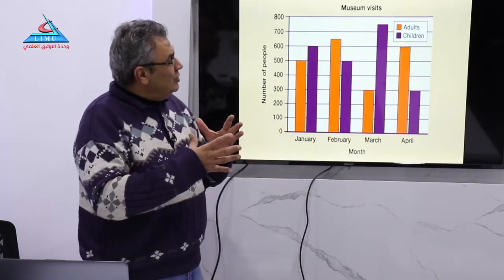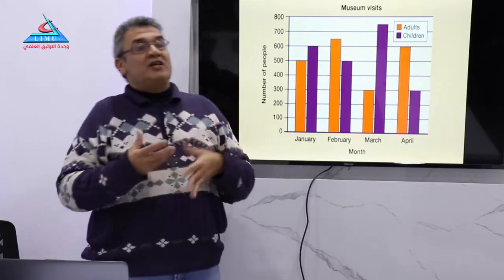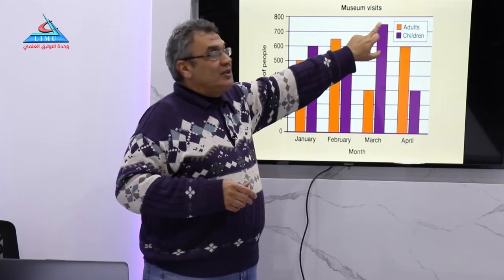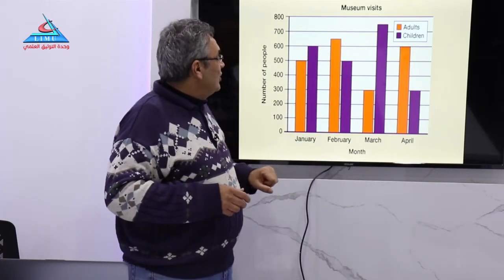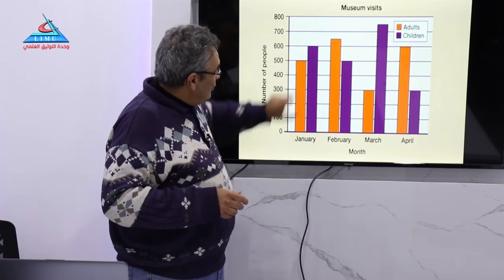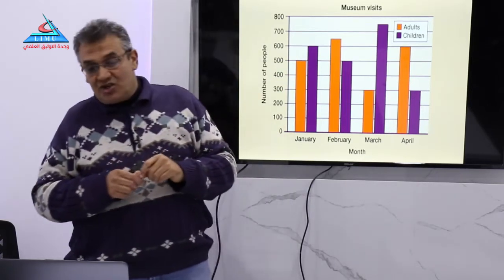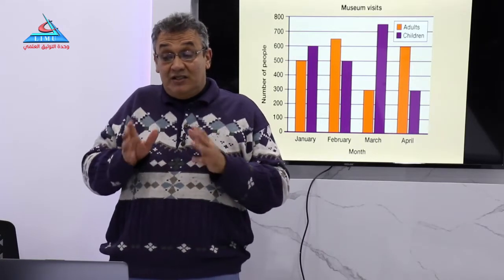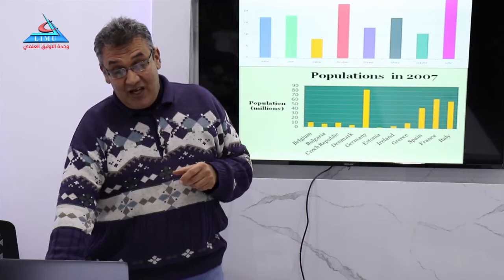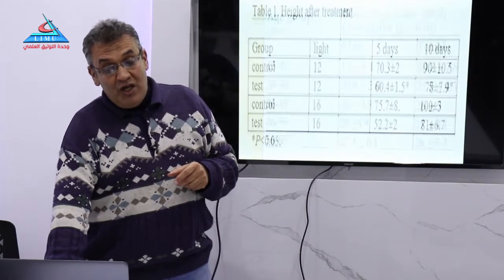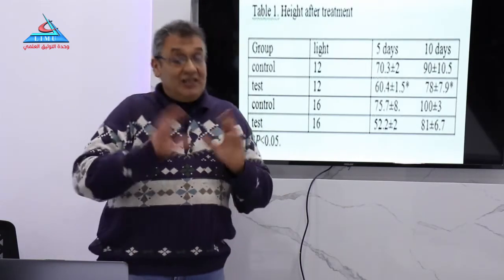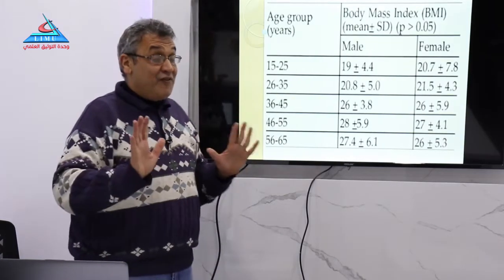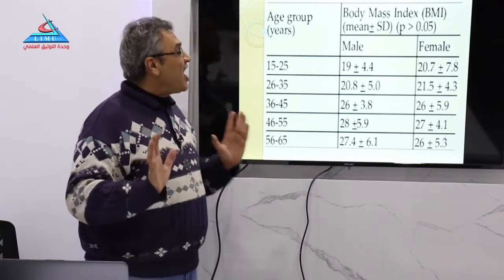In the discussion, you can have some explainable reasons why this looks like, for example, the highest, why this looks like the lowest, why this looks like similar. So in the discussion, you need to give an explanation, you need to give the reasons. But as we have shown you in the results, you don't need to give an explanation. You just give the results. You just describe the results.